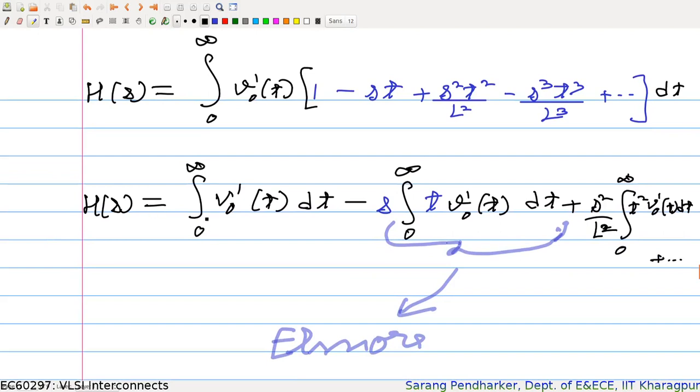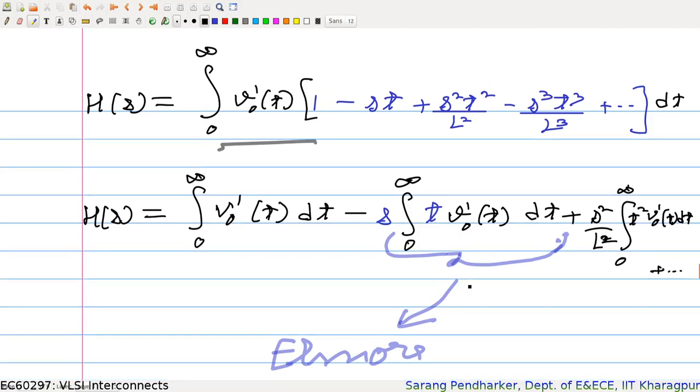Then h of s is equal to the integral from 0 to infinity. I am just now expanding these in different terms. So this s comes out of the integral, and what remains inside the integral is t times v out prime t dt. Please derive this on your own so that you become familiar with what's going on. And then there are other terms, and these terms go up to infinity.